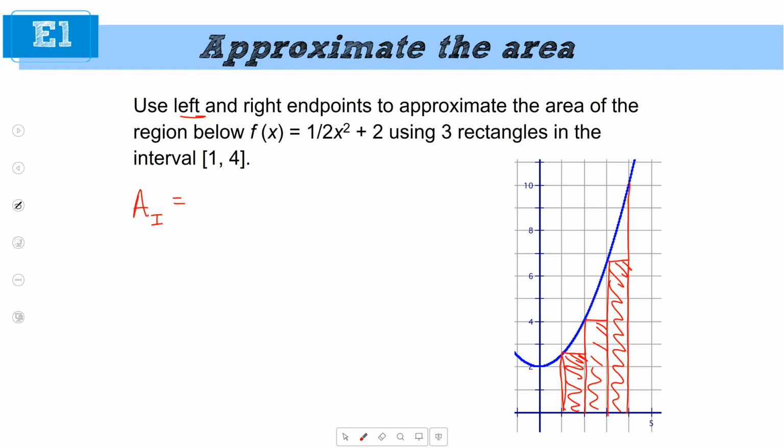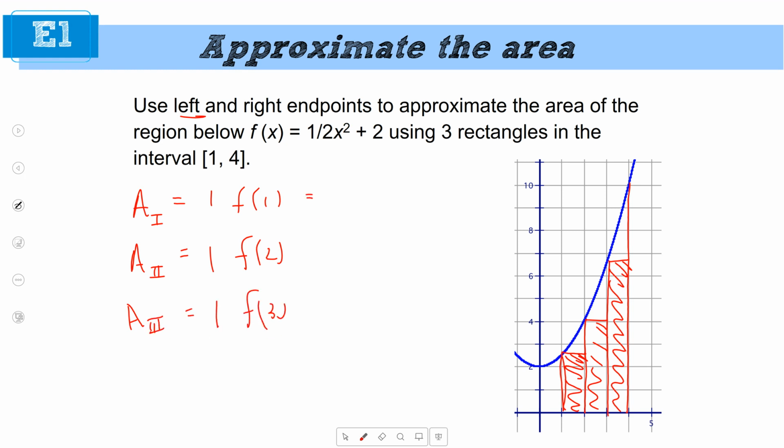Okay, so let's do the first rectangle. Area 1. It is 1 wide, and how tall is it? Well, going up the left-hand side would be f of 1. So what's f of 1? I'm just going to do this for now. Okay, area 2, the second rectangle, is 1 times f of 2, and area 3 is 1 times f of 3.